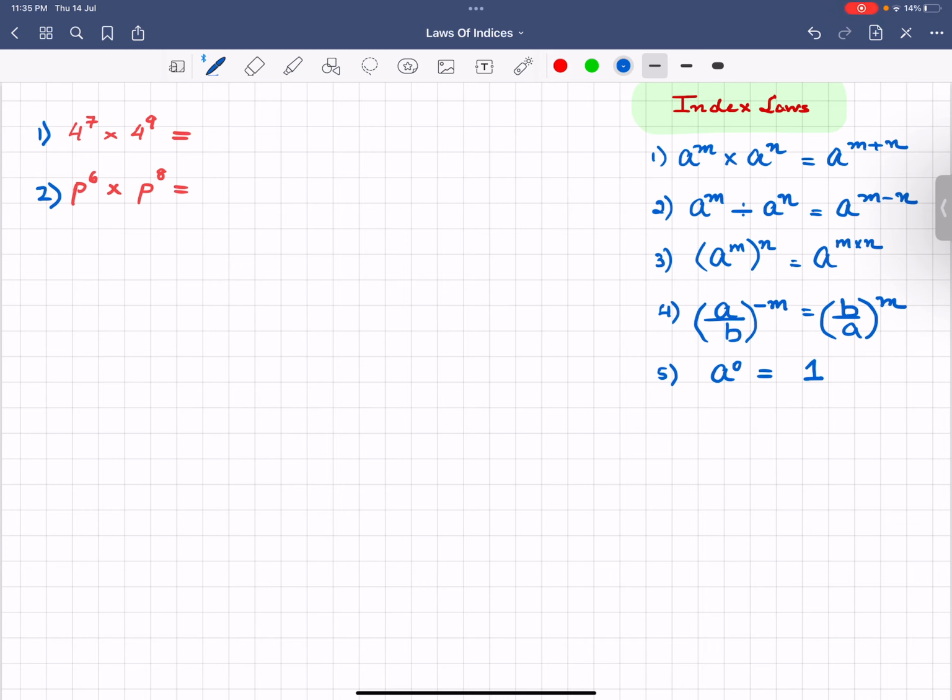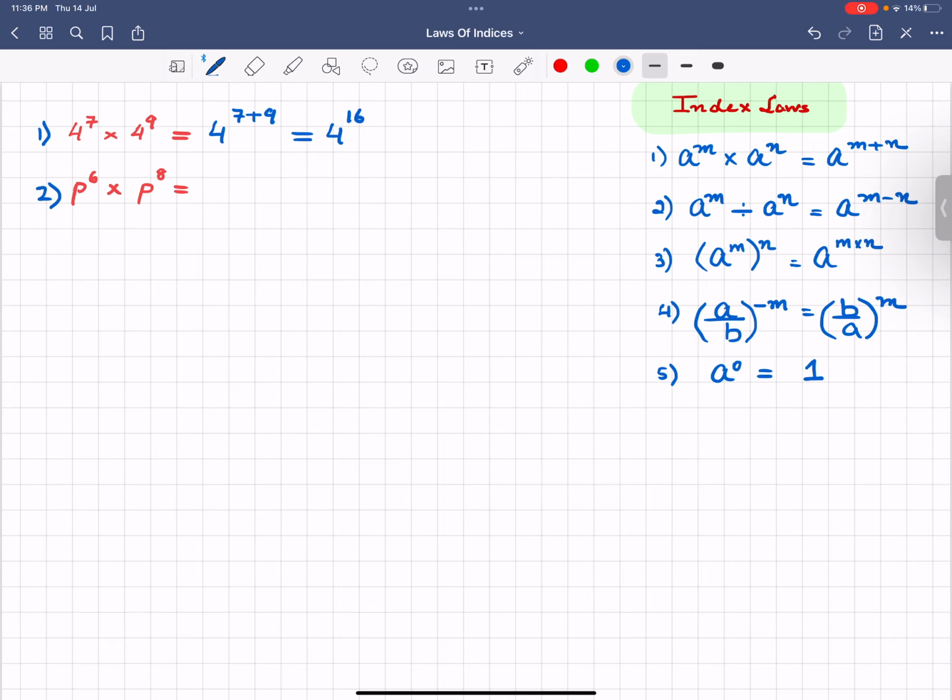We have here 4 to the power of 7 multiplied by 4 to the power of 9. Since my bases are the same and the bases are multiplied, the powers 7 and 9 can be added. So this can be 4 to the power of 7 plus 9. 7 plus 9 is 16. So this is the answer, 4 to the power of 16.